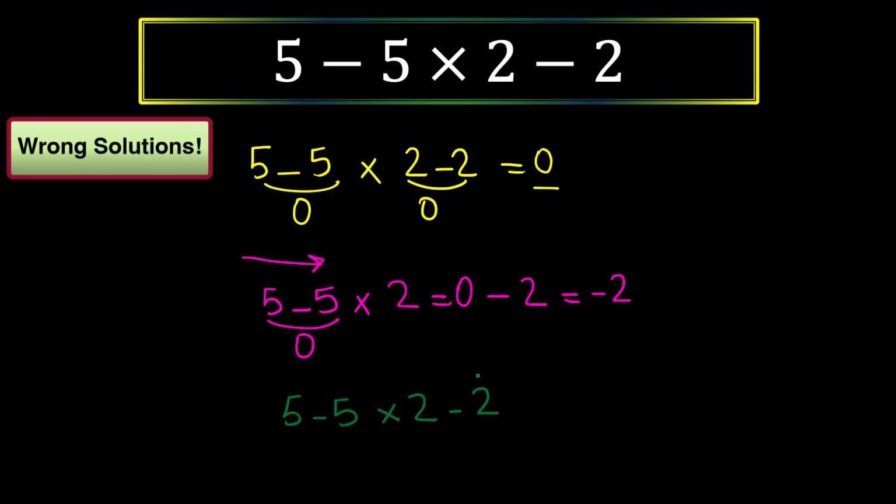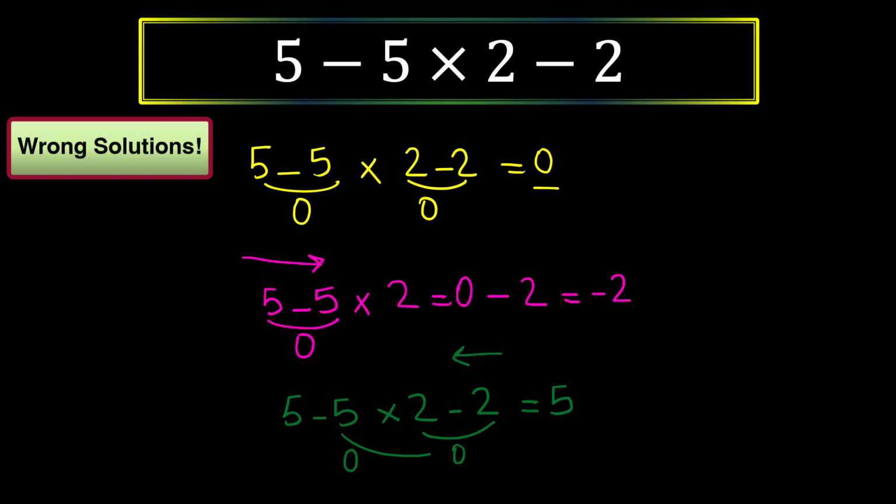Sometimes people start from right to left. I don't know why, but they do. They say 2 minus 2 equals 0. And then 0 times 5 equals 0. And finally, 5 minus 0 equals 5.